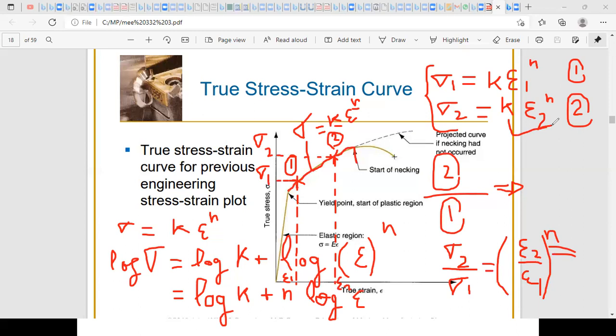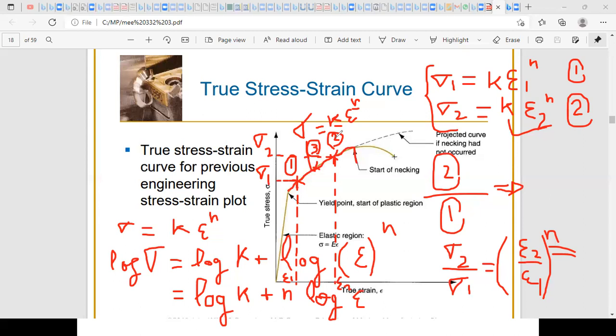Now, in general, we don't do it only for 2 points, because if we take more than 2 points, we can get more accurate values of k and n. In general, let's say we select 3 points, for example, okay? Because you might have some variation between the actual curve and k epsilon^n. So to get a good estimation of k and n, it's better to take several points, not just 2. So if you take 3 points, for example, you can find the first value of k and n from 1, 2. Then you repeat the same work between 2 and 3. You get new values of k and n.